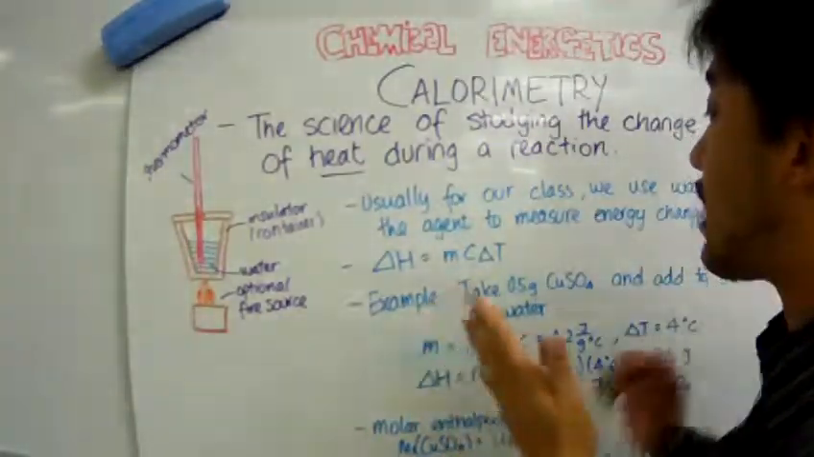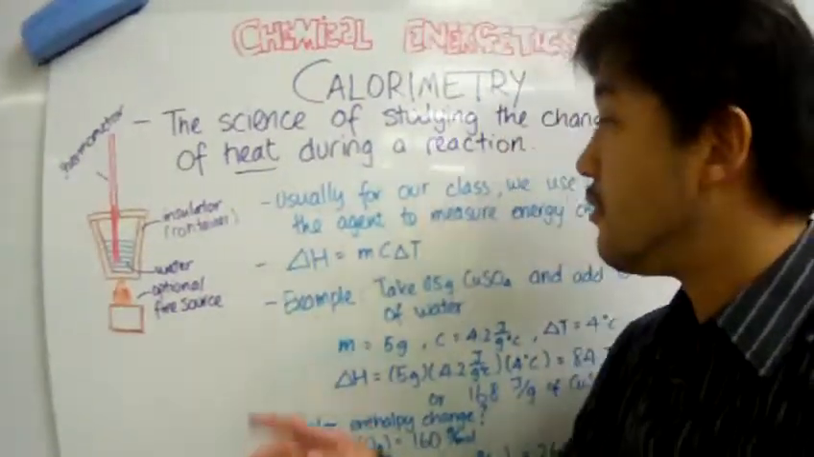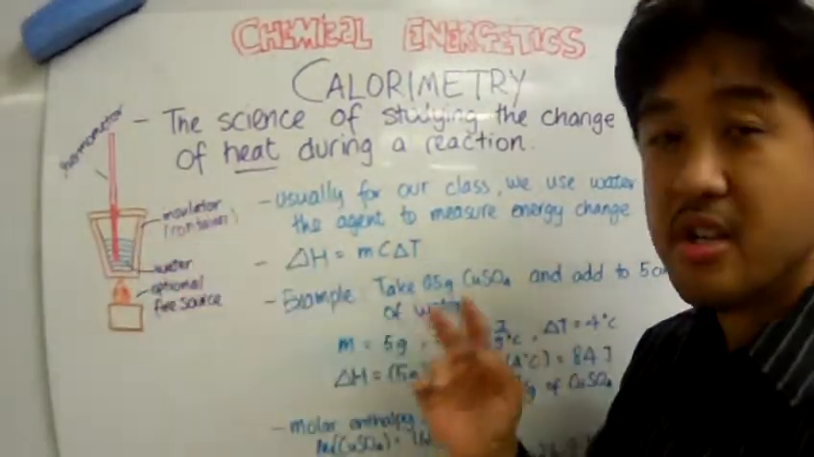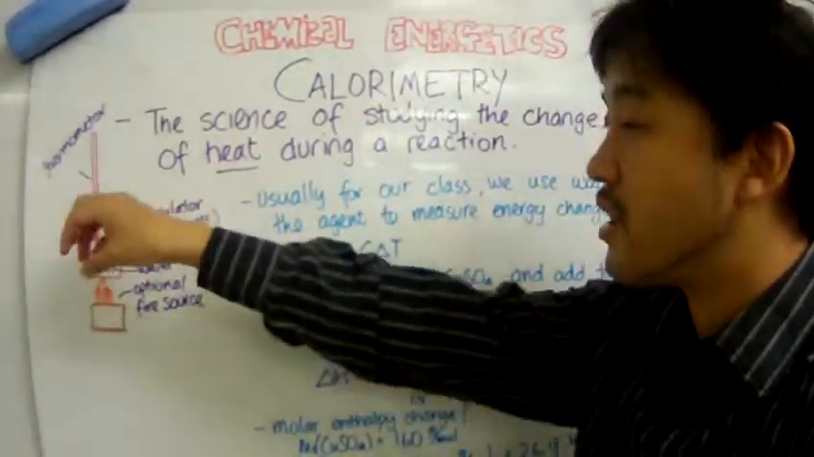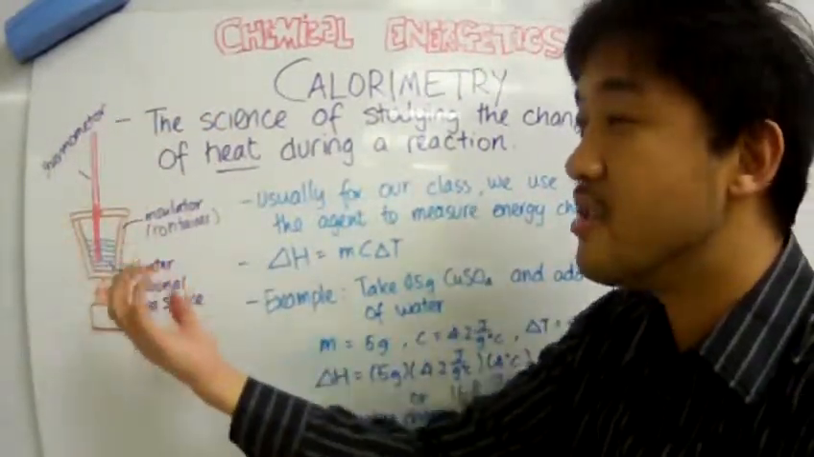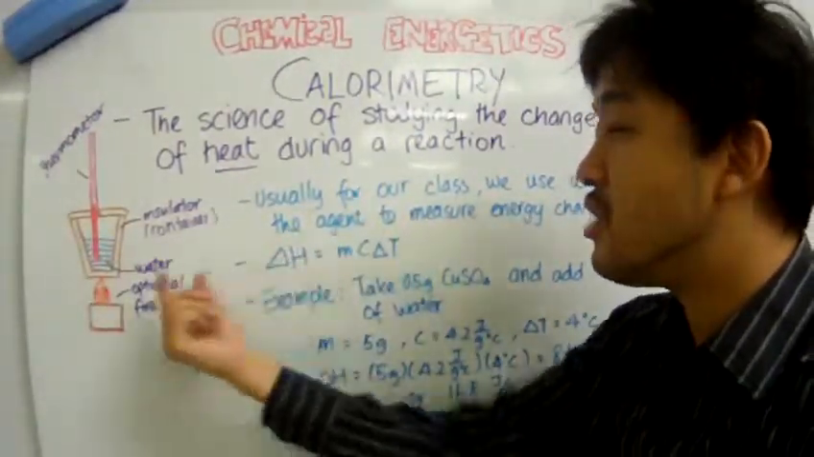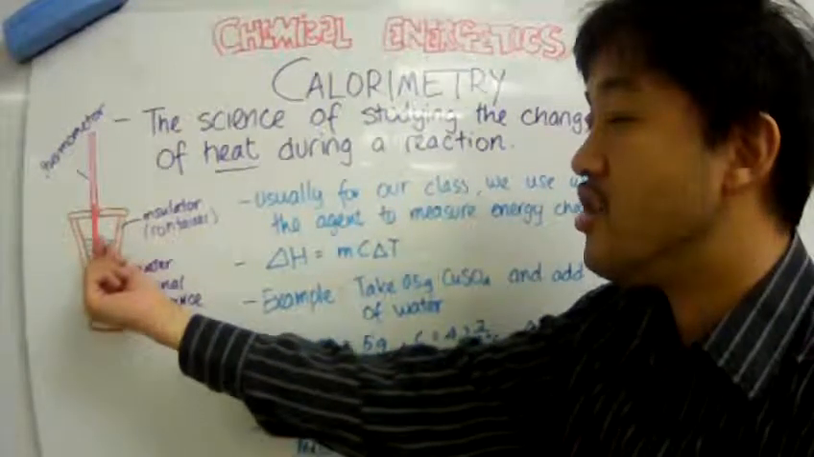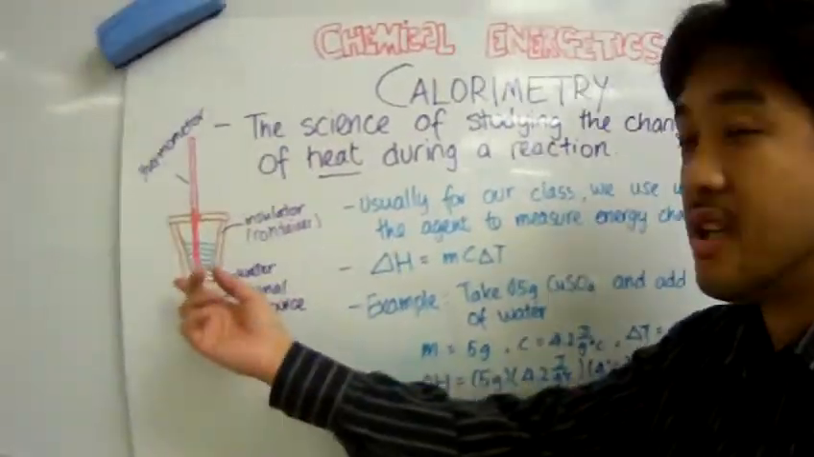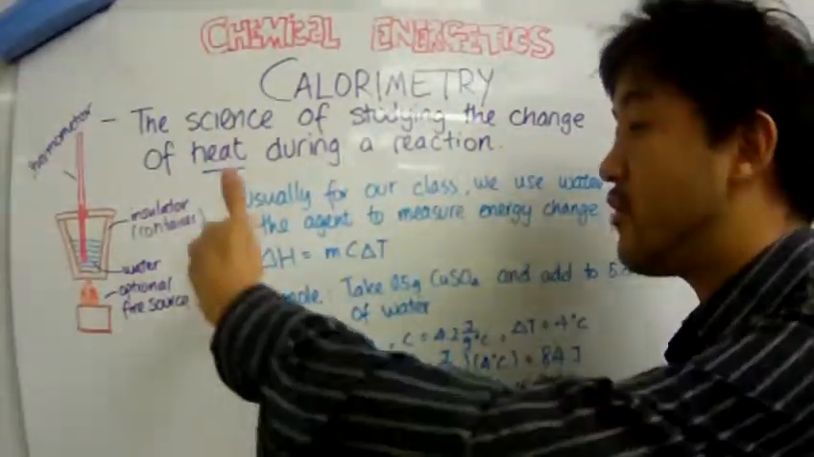Right, so for calorimetry, usually for our class, we use water as the agent to measure the energy change. So when we do a reaction, we put something in there, and then we want to see the energy that's released or absorbed by the substance. We will use water as our agent in order to see how much energy is absorbed by the water or released by the water to the surroundings in the reaction vessel. Okay, so let's get started right away.